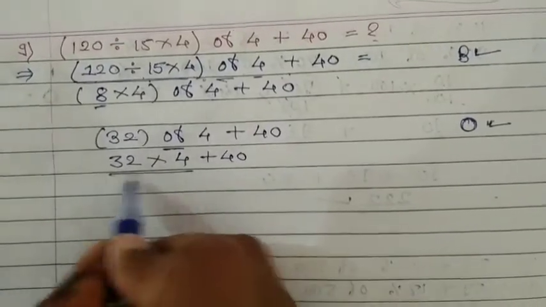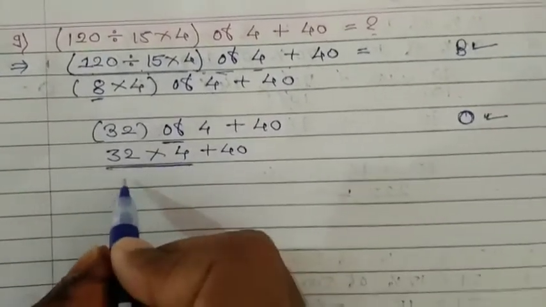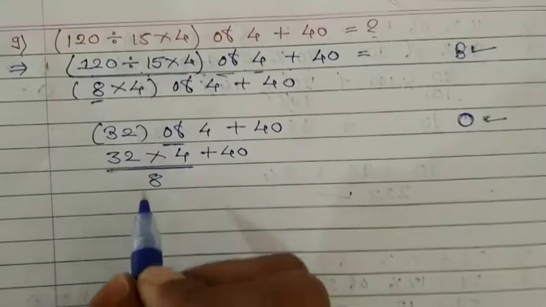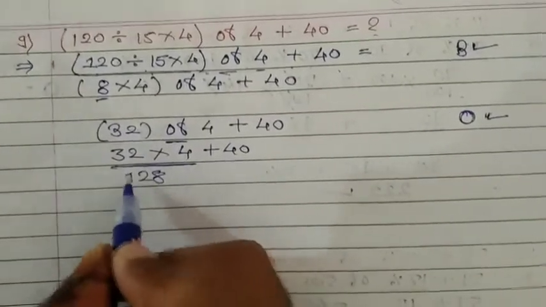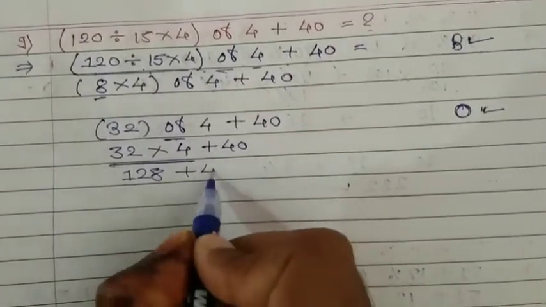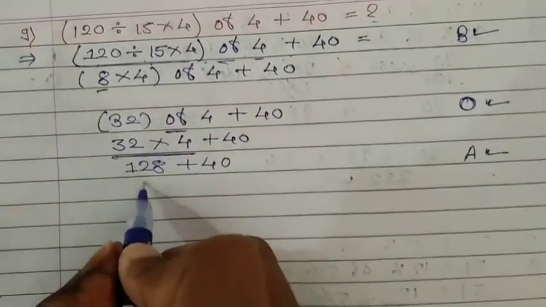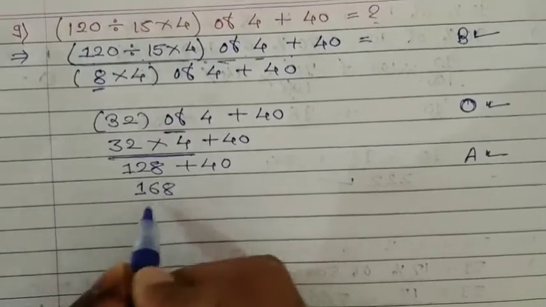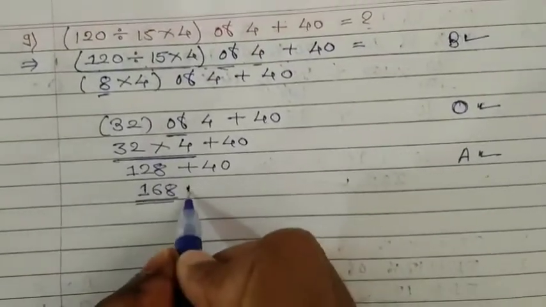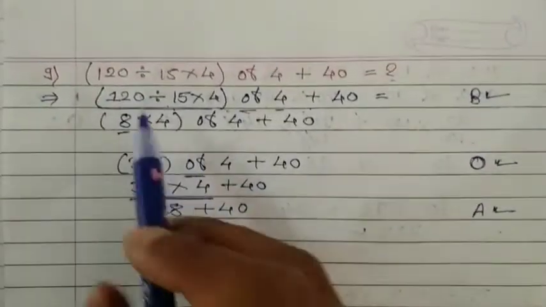So firstly solve 32 into 4, how much? 4 2s are 8, 4 3s are 12, so 128, plus 40. Then addition, simple. How much? 168.